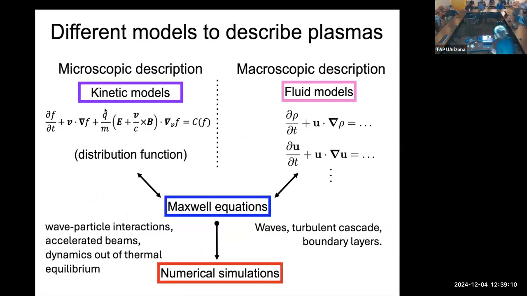So how do you deal with this kind of system? How do you describe plasmas? Well, it depends. That's kind of the answer. So you can have, on the one hand, the microscopic description, the kinetic description, in which you describe the plasma as a statistical system through the distribution function f of particles, which obey this kind of equation. Here on the left-hand side, essentially, you have advection in phase space, and on the right-hand side, this represents the collisional operator. And this kind of description allows you to study really the dynamics out of thermal equilibrium, like I said. It allows also to study the formation of accelerated populations of particles, like beams, or it allows you to study wave particle interactions.